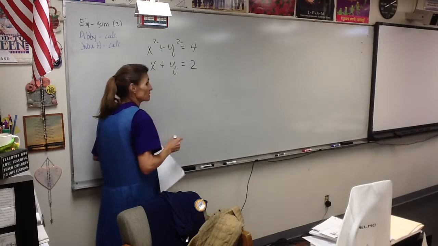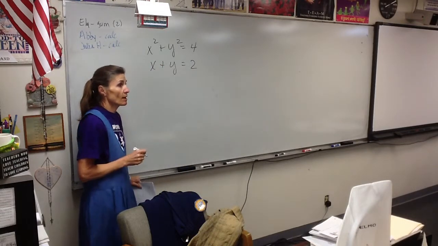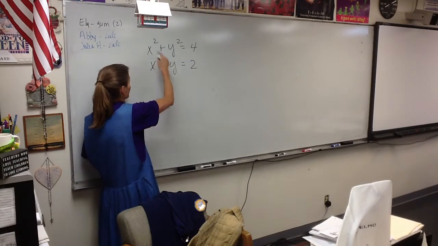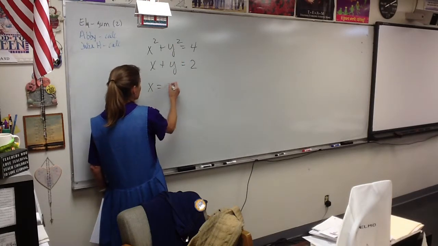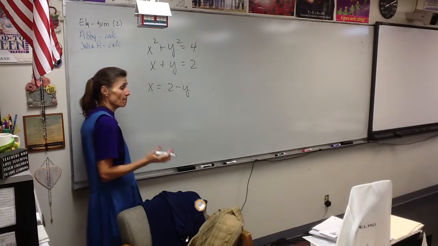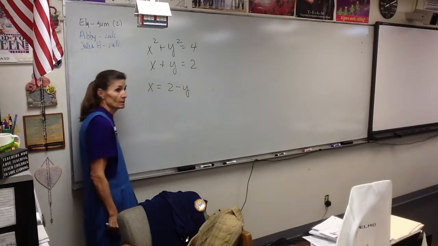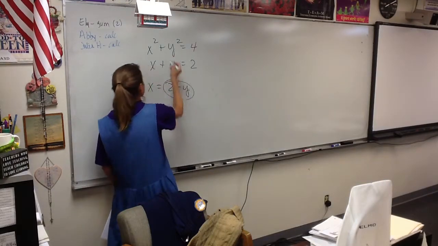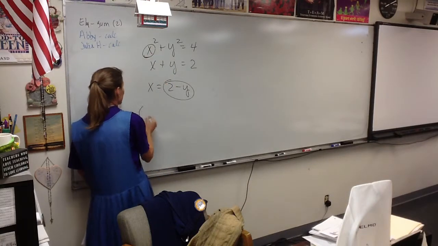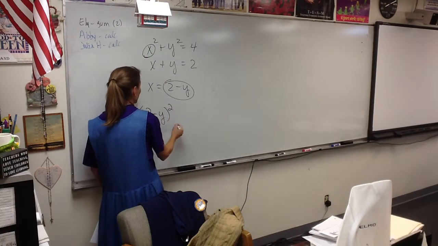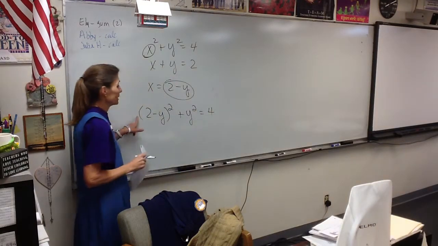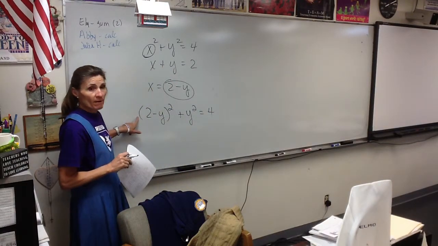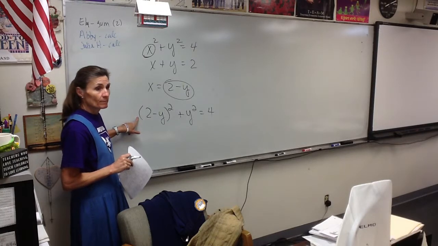We really don't have much of a choice here. We're going to have to substitute, I think, because these are both squares. So if we say x equals 2 minus y, for example, is that okay with everybody? Then we can take this and substitute in right here. So we'll have (2 minus y) squared plus y squared equals 4. Did everybody follow all those steps?